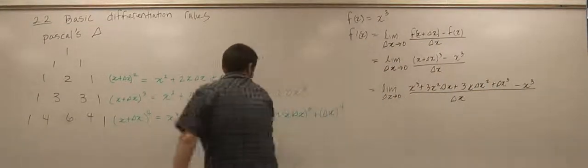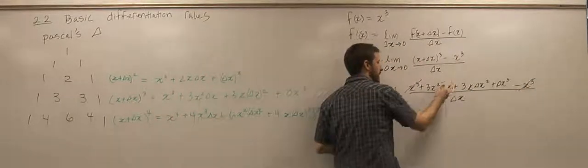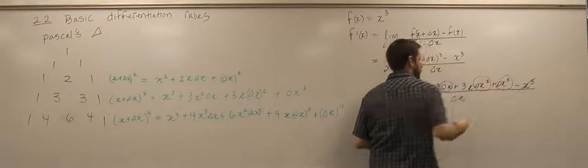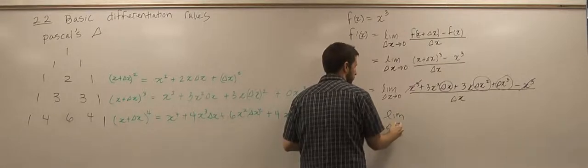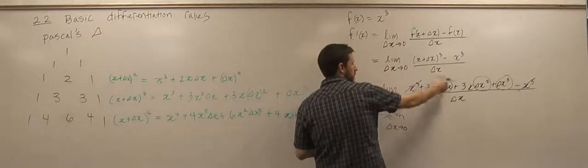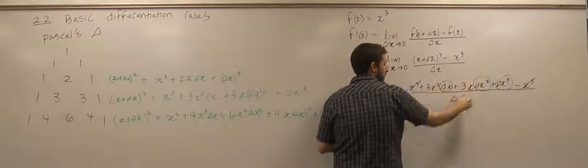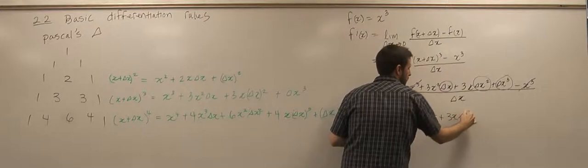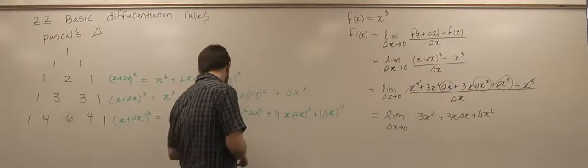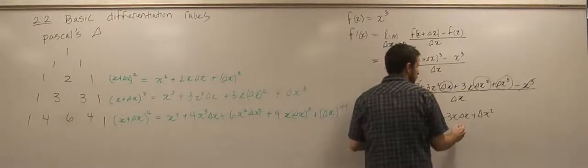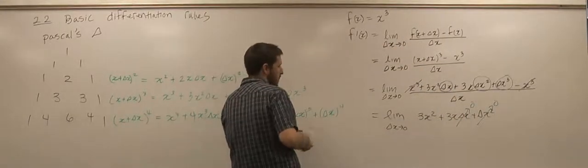Well, the x cubes go away. Everything else has a delta x left in it. So at the end of the day, I'm just going to have the limit as delta x goes to 0. This guy's going to become 3x squared because the delta x will cancel. The delta x cancels here. This guy's delta x squared. So these go away. And all you're left with is 3x squared.